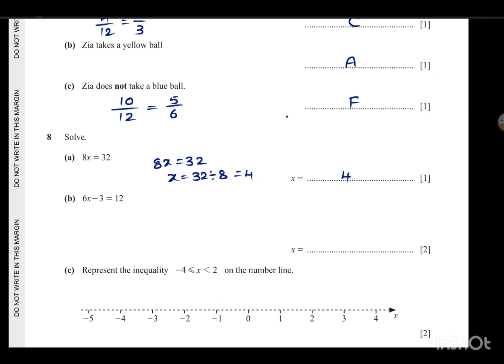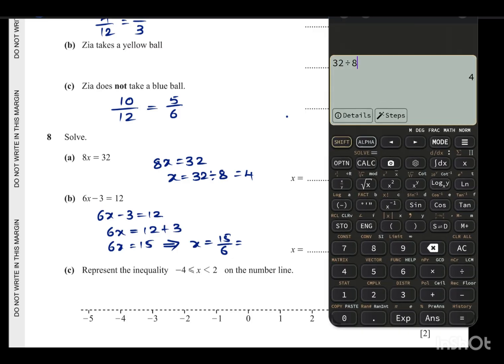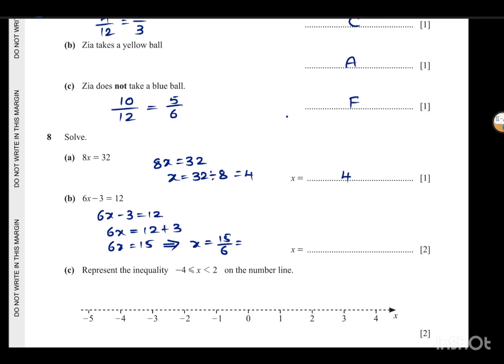Answer is 4. Question B, 6x minus 3 is equal to 12. So here also you will do the same transpose method. Bring the x term, first you keep the x term and bring the constant to the right hand side. It will be 12 plus 3. So 6x is 15. Then keeping x, you can bring 6, that will again be 15 by 6 or divided by 6. Anything is same. So 15 divided by 6 is 2.5. So here the answer is 2.5.